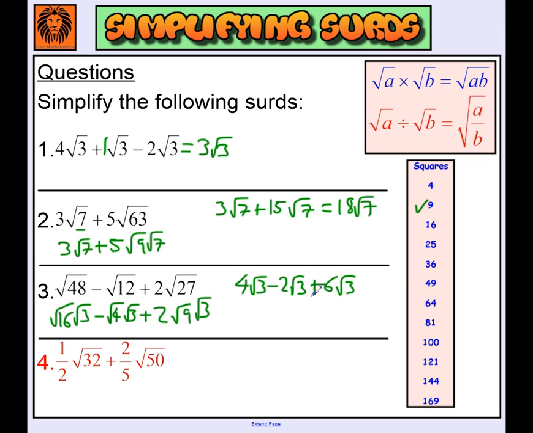Now we have them all in the same set, we can now collect the terms together. So 4, take away 2 is 2, 2 plus 6 is 8. So the answer to this is 8 root 3.